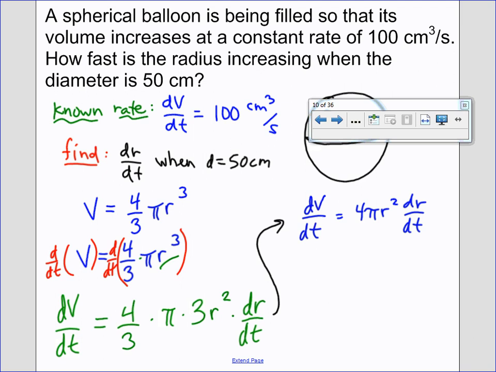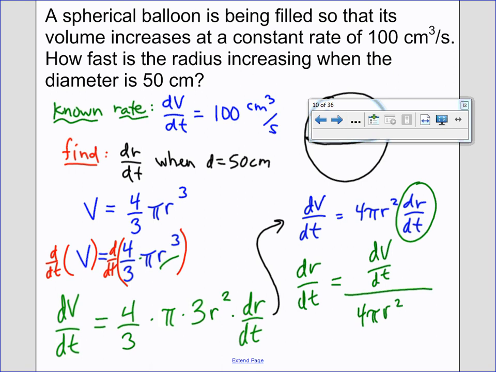So what were we trying to find? We were trying to find dr dt, how quickly the radius was changing with respect to time at the instant when the diameter was 50. So I'm going to solve for what here? We're going to solve for the dr dt. To do that, it looks like I'll divide, and I get dr dt is given by dv dt all over 4 pi r squared.